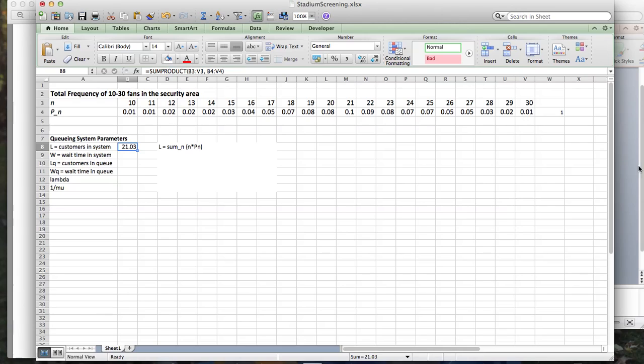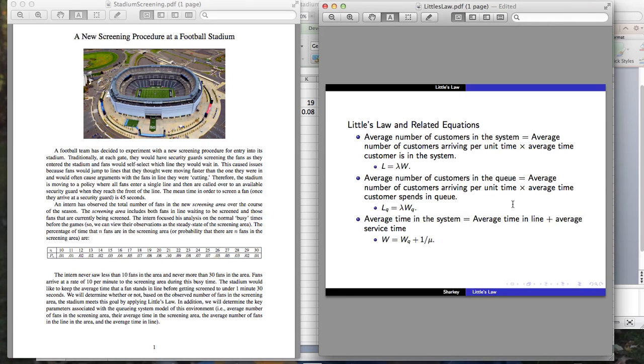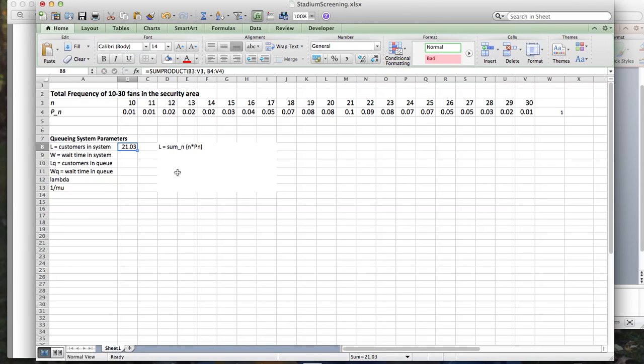So if we go back to the Little's Law equation, we know L now. We are given lambda in the problem description. We're given that 10 fans arrive in the area per minute. So in Excel, I'm going to plug in my lambda, 10 per minute, and then I can use the L is equal to lambda W equation to calculate the average time a fan spends in the screening area. We're going to reverse the equation. L is equal to lambda times W, which implies that W is equal to L over lambda.